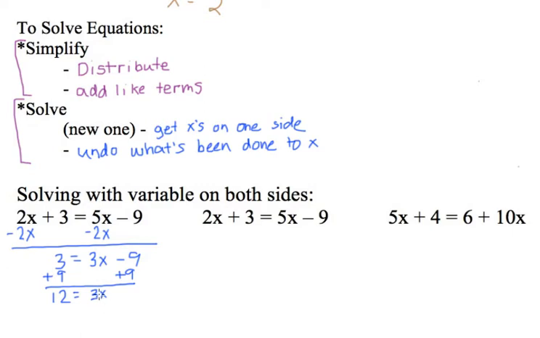And then I want to undo timesing by 3. So the opposite of timesing by 3 is to divide by 3. So I get x is equal to 4.